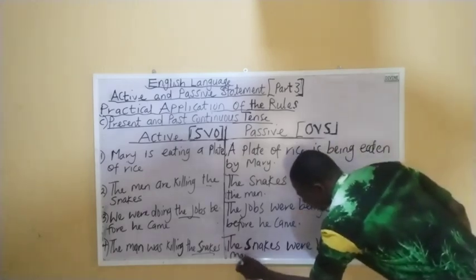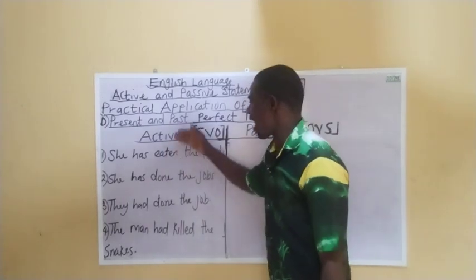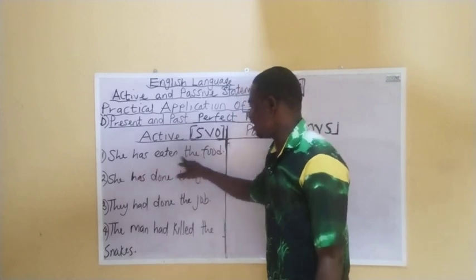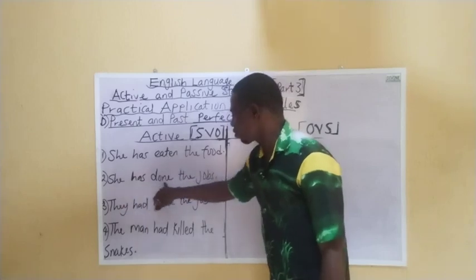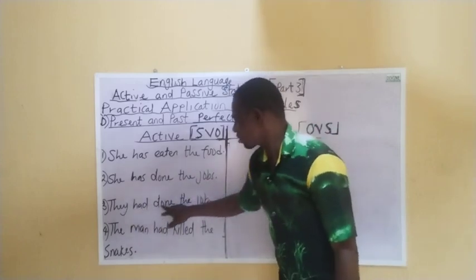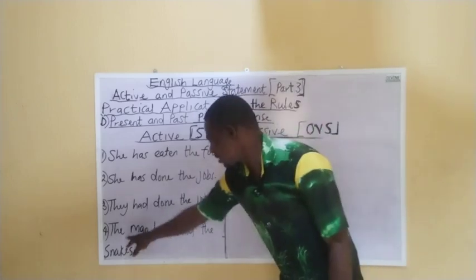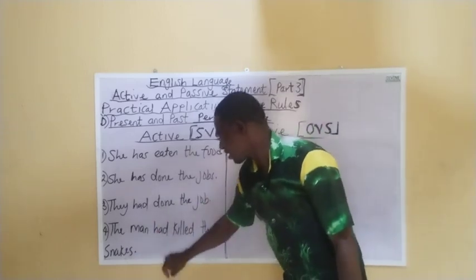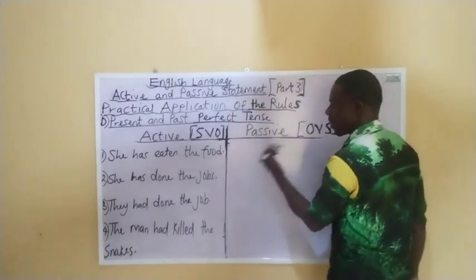For present and past perfect tense, we have the active statements. She has eaten the food. Has eaten, present perfect. She has done the job. Has done, present perfect. They had done the job. Had done, past perfect. The man had killed the snakes. Had killed, past perfect. So let's actually change to passive form.